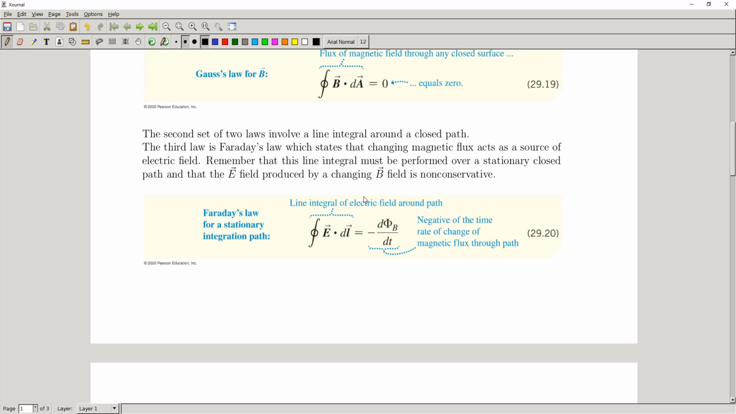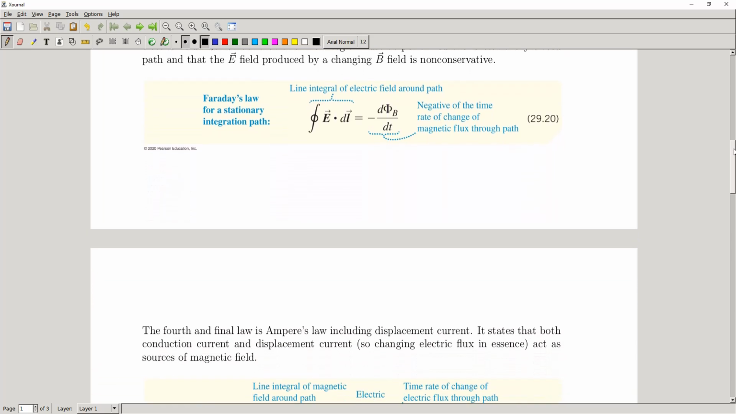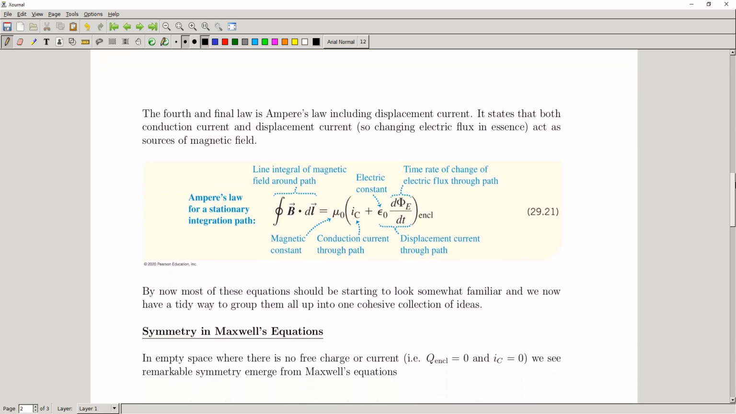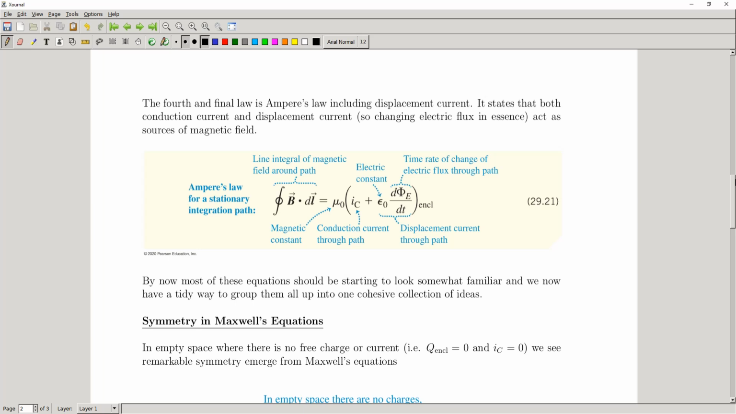But when we do the calculation in practice, we're not going to find that we need to worry about that distinction, generally speaking. So that's Faraday's law, the third of Maxwell's equations. The fourth of Maxwell's equations is Ampere's law, where we include our displacement current term, which we can see over here. It states that both conduction current and displacement current can act as sources of magnetic field.